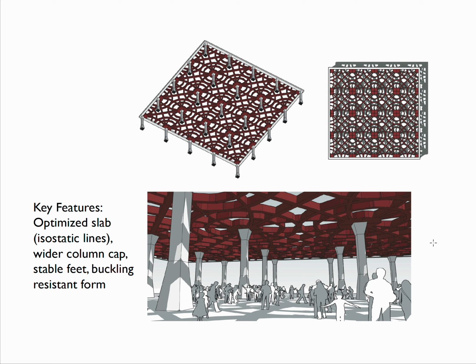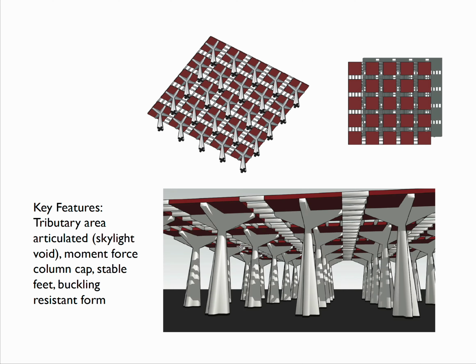We can really start to think about these optimized columns and the shapes of these columns and how they actually fit with our other slab design work. If you start to think about how you can optimize a slab and the location of where forces are distributed within the slab, and then how that column works too. So again, I have wider at the base, wider at the top, stable feet, a buckling resistant form because it's biaxially symmetrical. But this is also a viable option too, right?